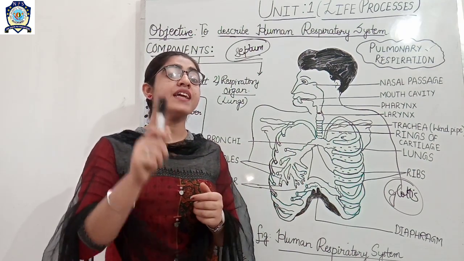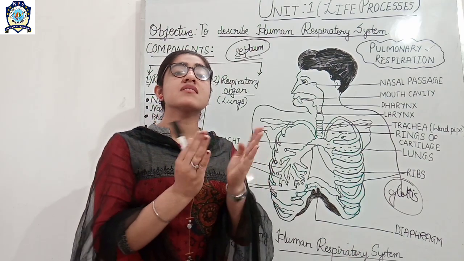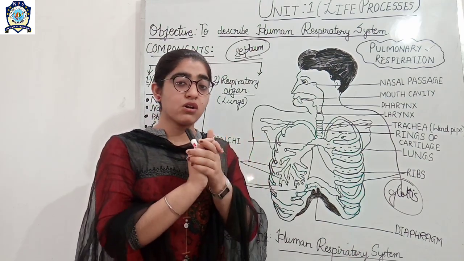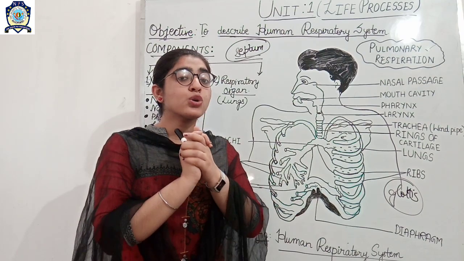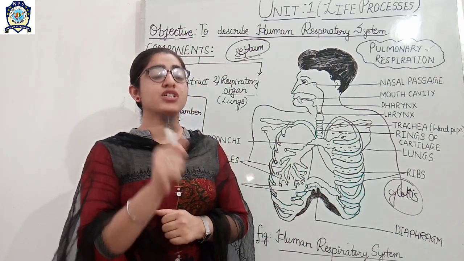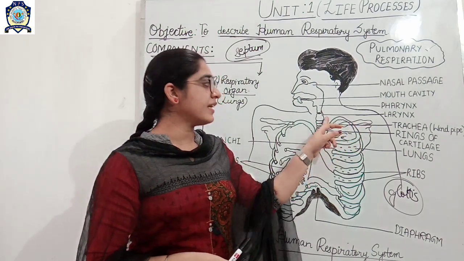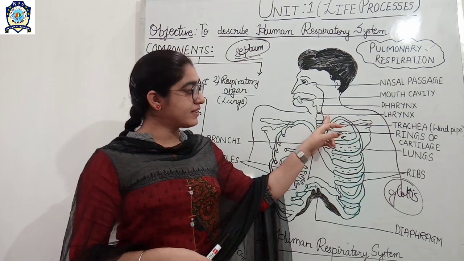Because during swallowing, the epiglottis closes the glottis. ये close कर देती है, so to prevent the entry of food into the windpipe. Is it okay? So after then, larynx. So larynx क्या होता है?